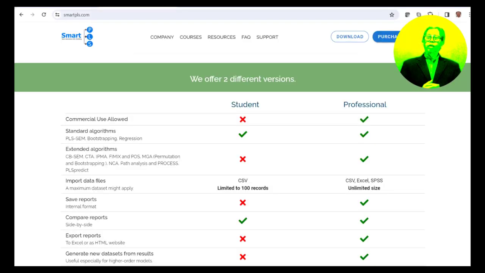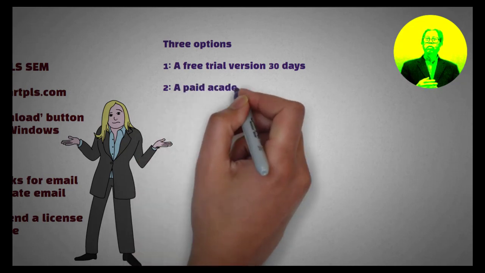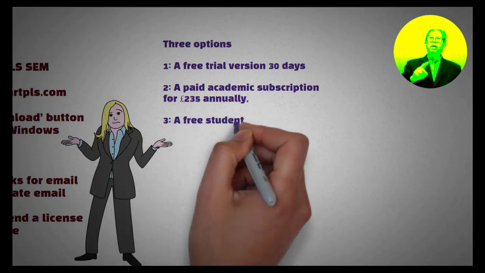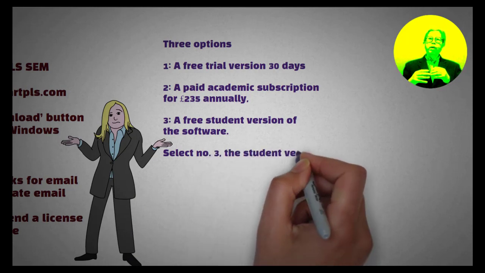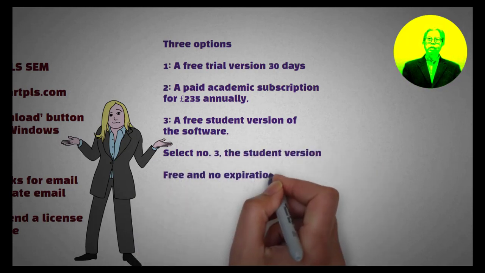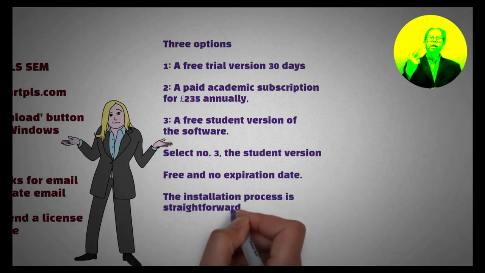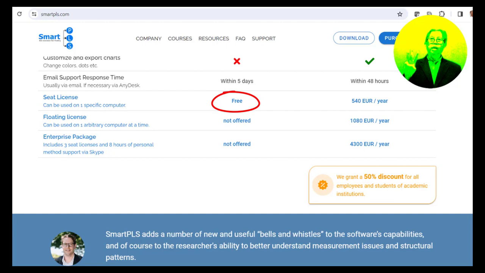It's important to use private email, not the university email, because if you finish your study, you need to reuse the software. That's why it's good to use private email. You then have the following three options. Number one is free trial version for 30 days, free. Number two is paid academic subscription for $235 annually. Number three is free student version of the software. You need to select number three, the student version, which is free and has no expiration date.